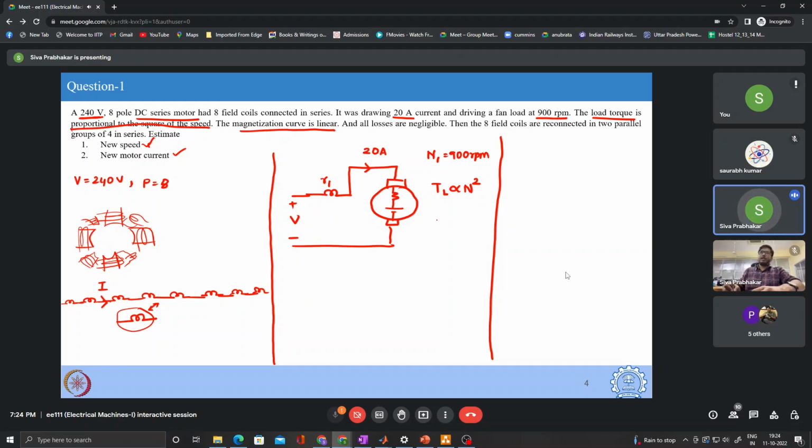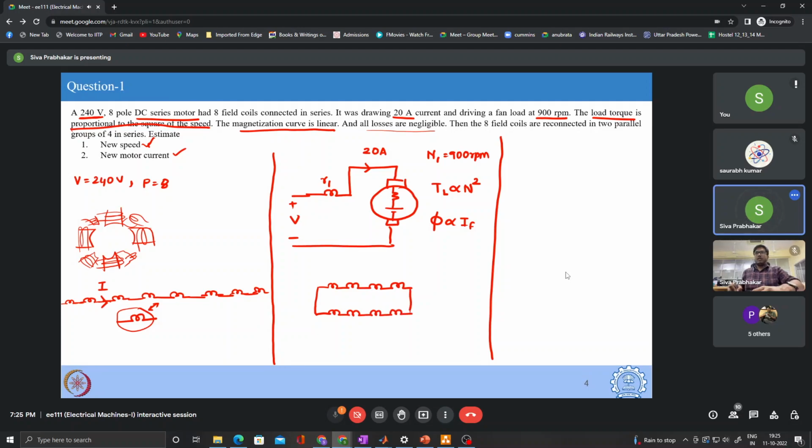And the magnetizing curve is linear, so flux we can take to be proportional to the field current. So flux is proportional to IF. This can be obtained from this statement, and it is given that all losses are neglected. Now they are saying that this combination is set to a new combination such that it forms two parallel groups. There are two groups, and in each group there are four windings in series. So this is the new field circuit.